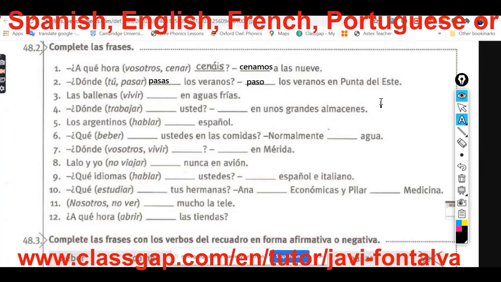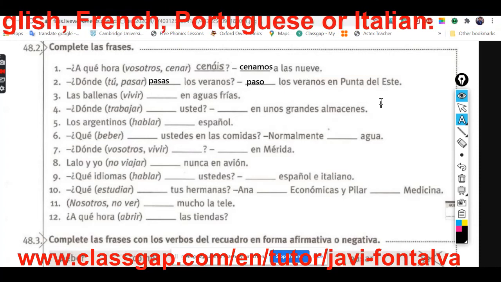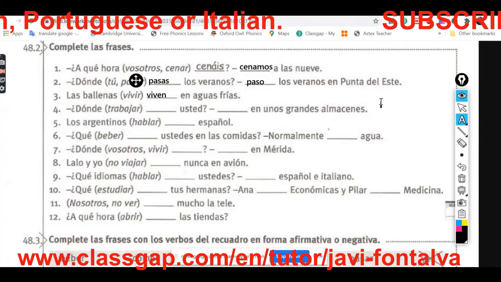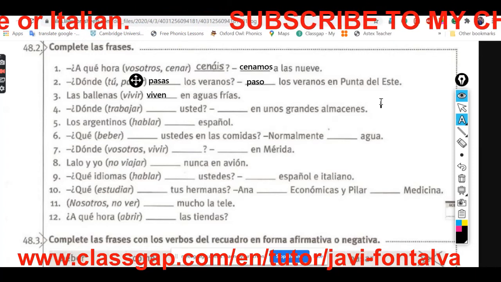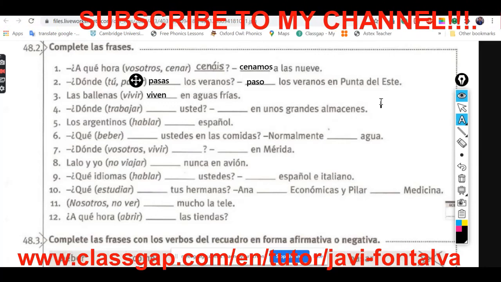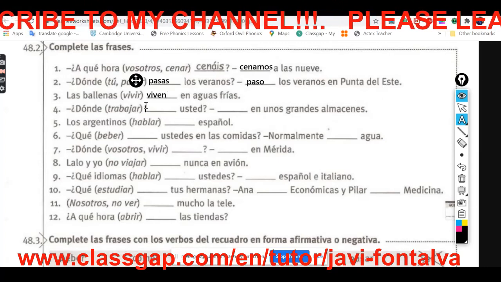Number 3. Las ballenas viven en aguas frías. What does this mean? Any idea? The whales live in cold water. Perfect. Next one, 4.